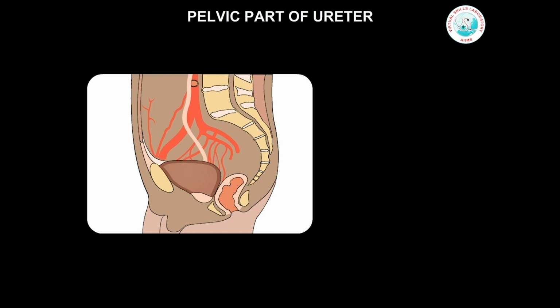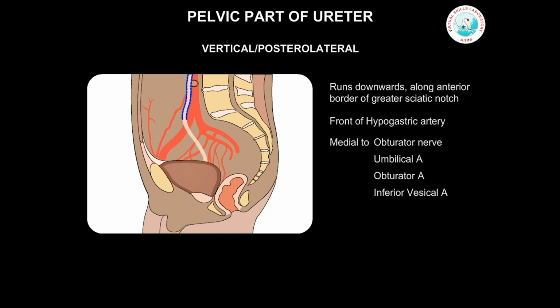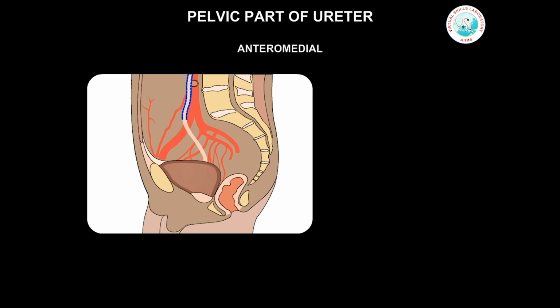Pelvic part of ureter can be divided into three parts. First part is vertical or posterolateral. It runs downwards along lateral wall of pelvic cavity along the anterior border of greater sciatic notch. It lies in front of the hypogastric artery and medial to the obturator nerve, umbilical, obturator, inferior vesical and middle hemorrhoidal arteries.